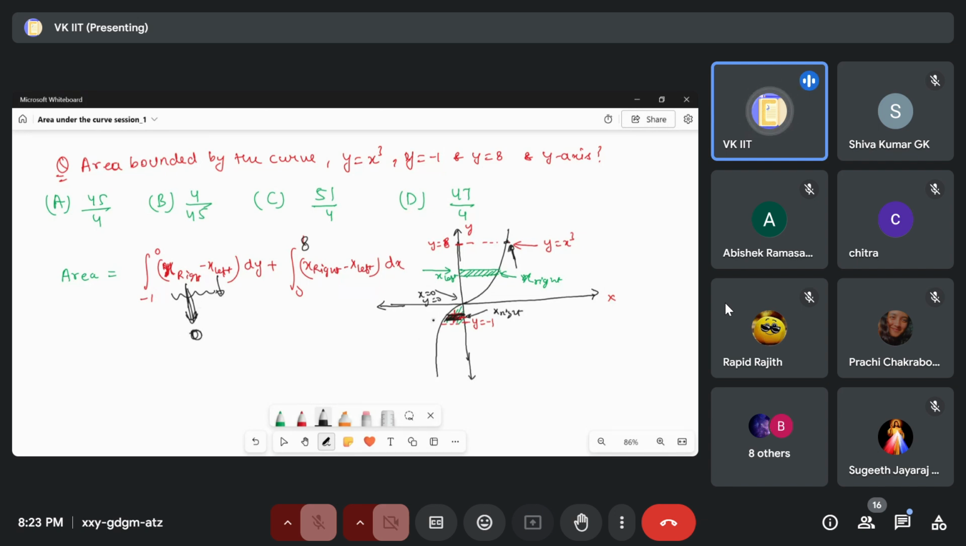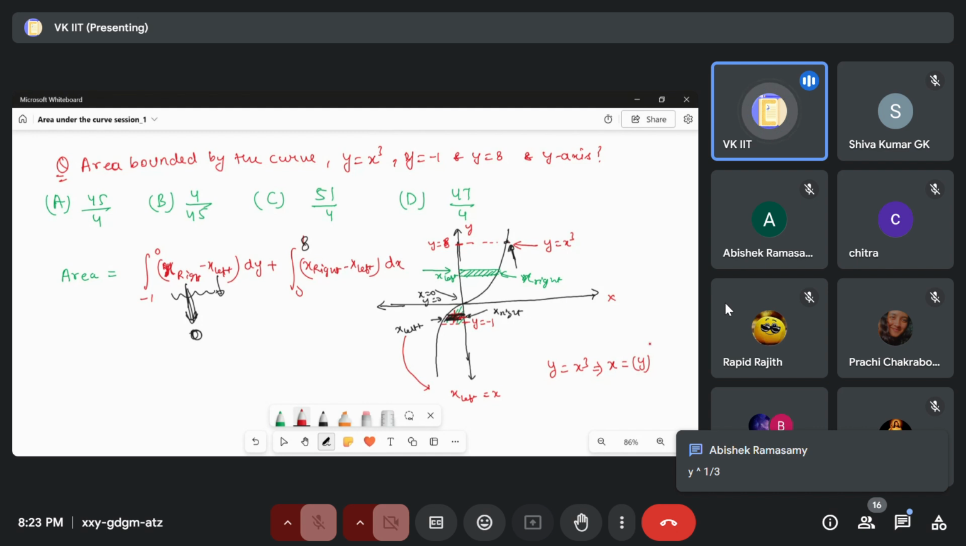What about the x left? X left is nothing but the curve. Here you will understand how we write this x left. Basically, x left is nothing but x, but in the question they have given y is equal to x cube. So you will find the x value in terms of y, and that will be nothing but y to the power 1 by 3. Is that clear? So this x left value will be x in terms of y from the given function, so it will be y to the power 1 by 3.